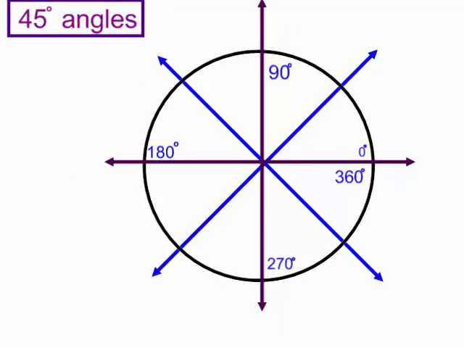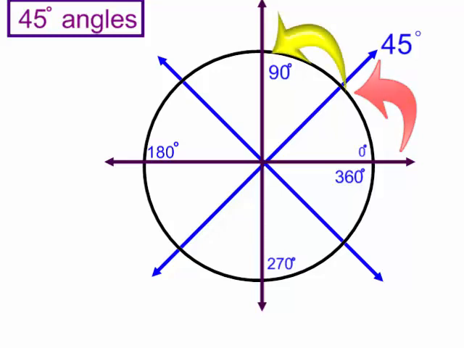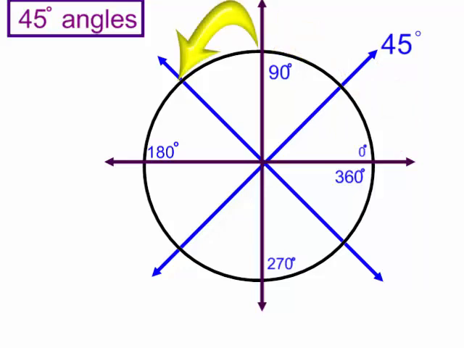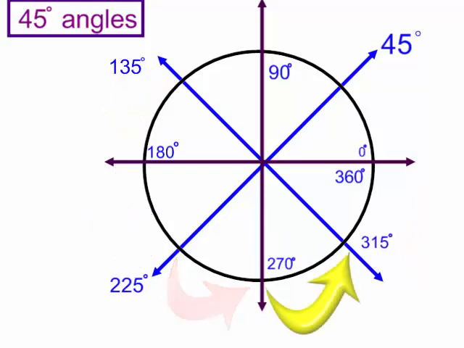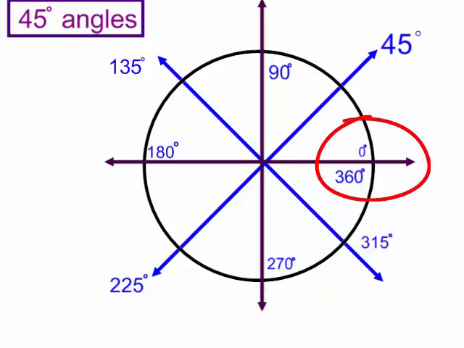We are now going to talk about the angles that increase by 45 degrees. This is 45 degrees. Another 45 gets me to 90 degrees. Another 45 gets me to 135 degrees. Then 180, 225 degrees, 270. Another 45 is 315 degrees. And yes, we are back to the x-axis, 360 degrees.